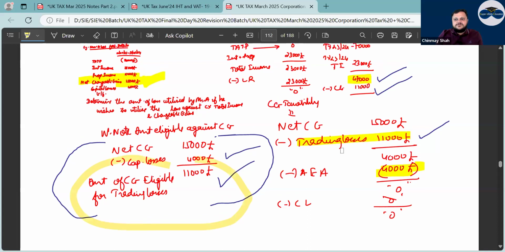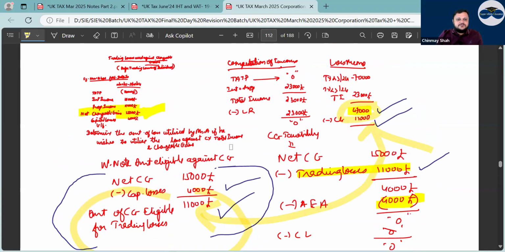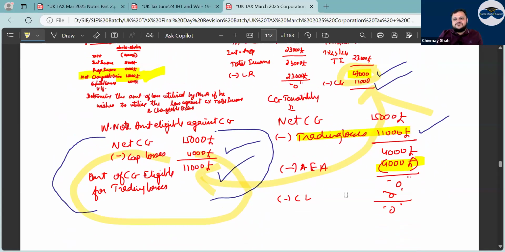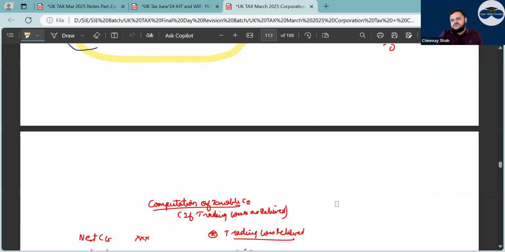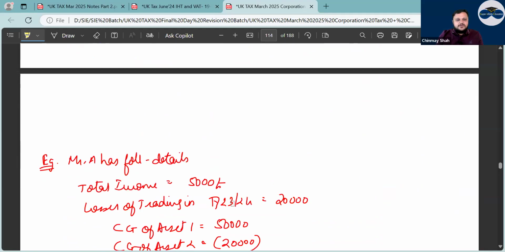Then you bring in how much is the trading loss that is available from the loss memo. You have around 47,000 or 11,000, whichever is lower is the loss that you can utilize, correct? So here if you would have seen, I have taken 11,000 only as the loss. Have a look here. Net CG minus 11,000. Then you have AEA. Then you have capital losses 0. You can go ahead. You can check once. I have made a small table for it, right?